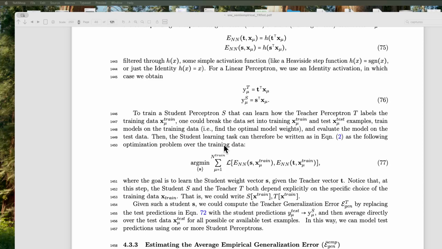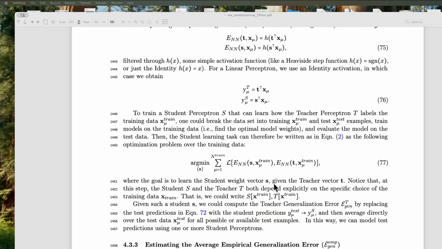So the student learning task can therefore be written, as in equation 2, as the following optimization problem. You try to find the optimal S vector over all the training data, where you look at the loss between the student and the teacher. And again, it really depends on what the labels are. The student can be trained on the true labels or on the teacher labels. But the goal here is to learn the student weight vector given the teacher vector. So if you have the teacher, you try to learn the student.